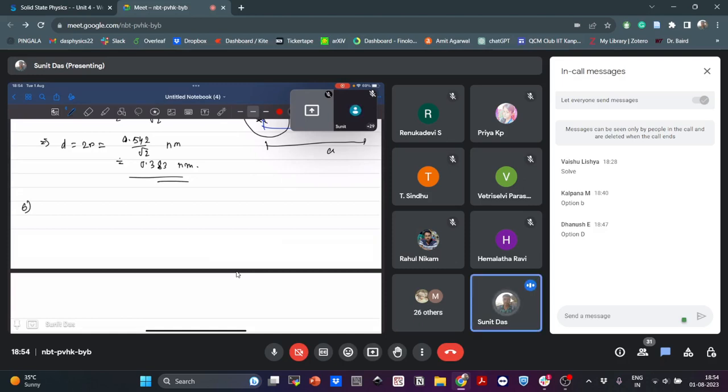Okay, so Miller indices has been done. I'll come to Miller indices later. Let me do another problem related to unit cell dimension and volume itself.